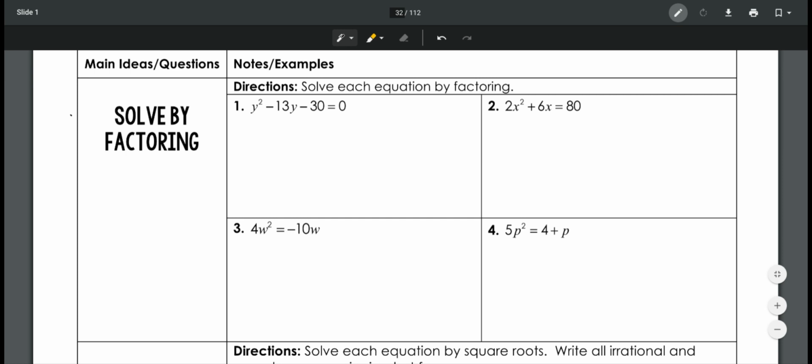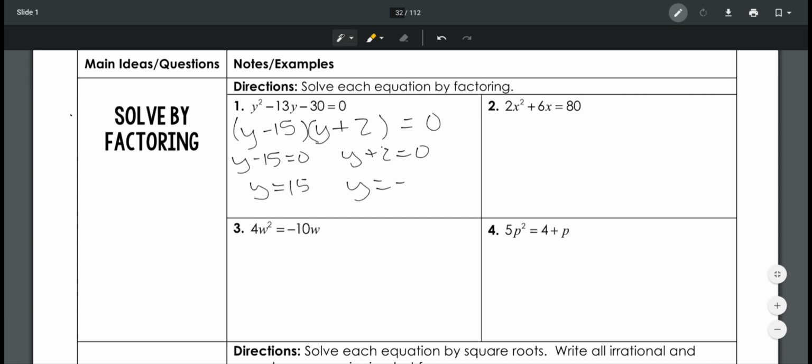So now what we have to do is factor the trinomial. When we factor y squared minus 13y minus 30, we get the two binomials of y minus 15 and y plus 2. Those are our two binomial factors. Now, we're going to set each factor equal to 0. So y minus 15 equals 0, y plus 2 equals 0. I'm going to show you a quicker way to handle this in the next example. So y equals 15 and y equals negative 2.